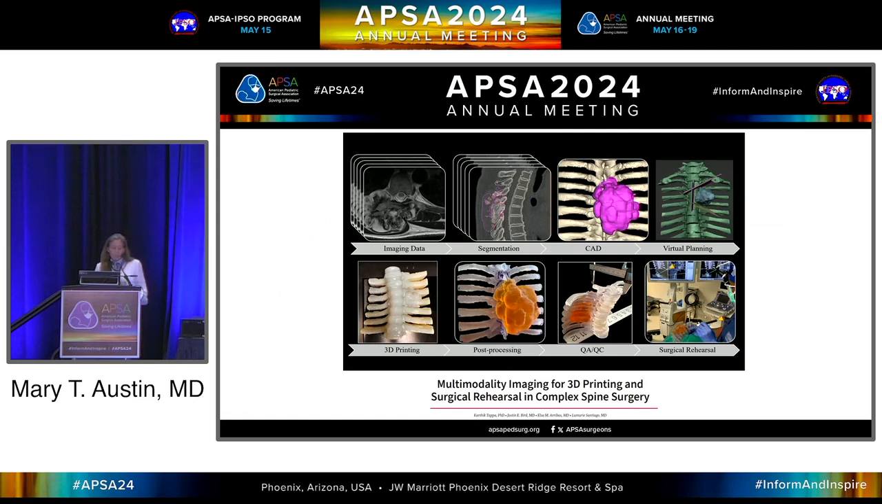The first four process steps for 3D printing are the same as those presented by Chris, so I'll move on to the next steps, which consist of printing the model, post-processing, quality control, and surgical planning.